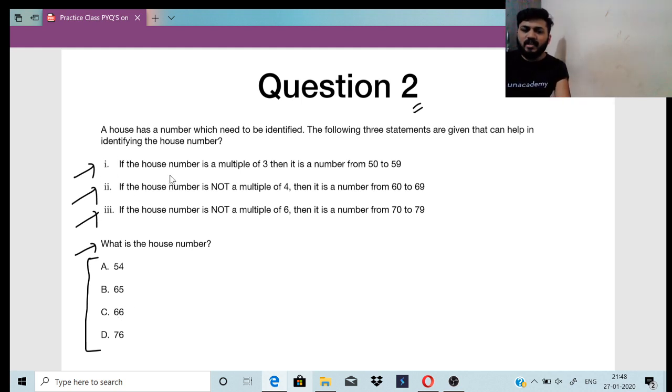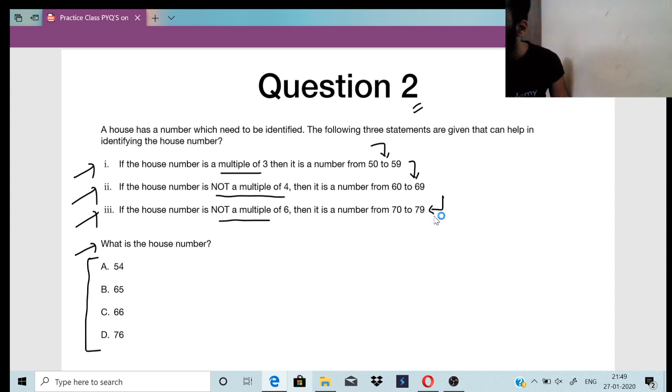So three statements are given. If the house number is a multiple of 3, then it is a number from 50 to 59. If it is not a multiple of 4, then it is from 60 to 69. If it is not a multiple of 6, then it is from 70 to 79. So tell me the right answer here. And guys, please do reply in the comments. Otherwise, I will not know whether you guys are understanding the problem or not. Right? So please do reply in the comments.